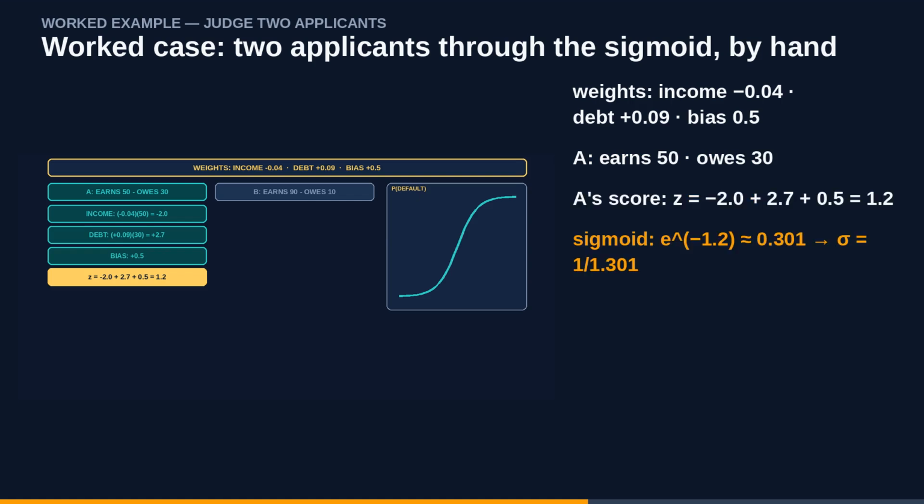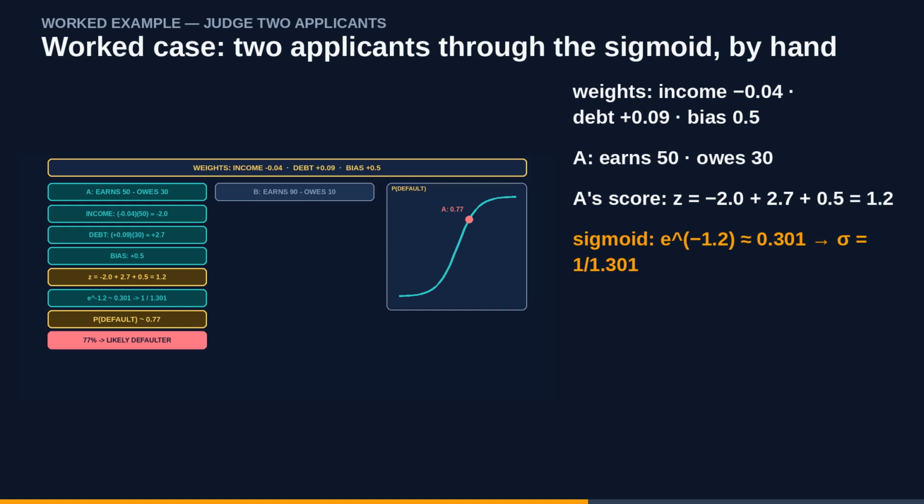Now the sigmoid on that score. e to the minus 1.2 is about 0.301, so sigma equals 1 over 1.301, about 0.77. Read it the way the lesson taught. That output is P of y equals 1, about a 77% chance that applicant A defaults.